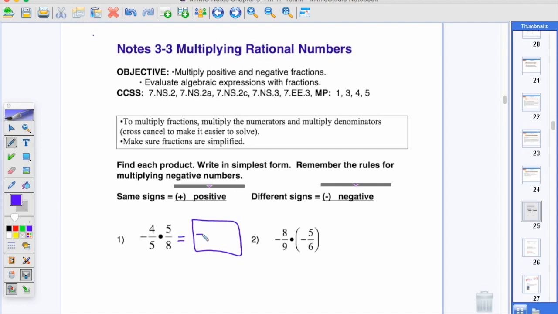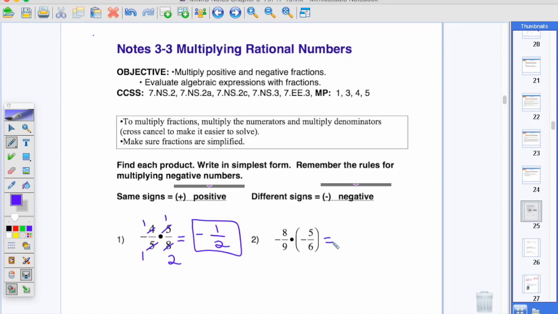And just like we would do with positive fractions, we're going to cross cancel. So 5 divided by 5 is 1, 5 divided by 5 is 1. We can also cross cancel the 4 and the 8. Take out a 4, you're left with 1. Take out a 4, you're left with 2. Multiply going across, so you have 1 times 1, which is 1, and your new denominator is 1 times 2, which is 2. So your answer is negative 1/2.